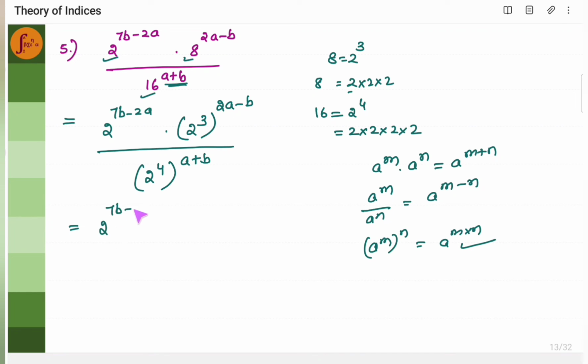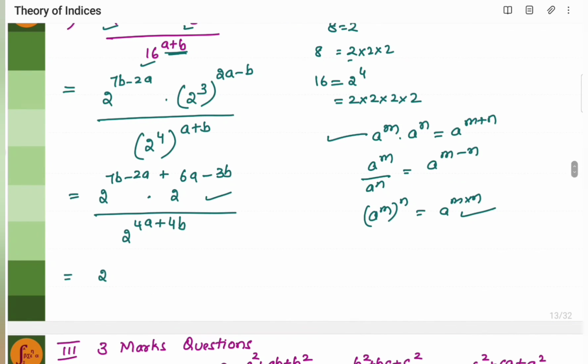So 2 to the power 7b minus 2a, 3 into 2, 6a, 3 into b minus 3b. Similarly, we'll do for the denominator, 4 into a, 4a, 4 into b, 4b. Now let's use this addition here, right? Let's use this particular law, multiplication, right? Bases are same and there is multiplication here. So we'll have to add the powers. So we'll get 2 to the power 7b plus 6a minus 2a minus 3b. And we have the denominator, which is 4a plus 4b.